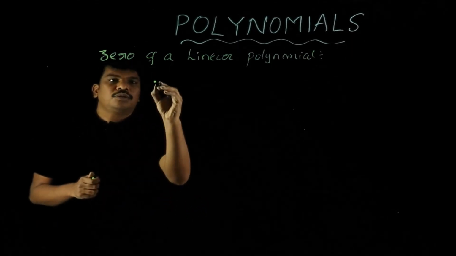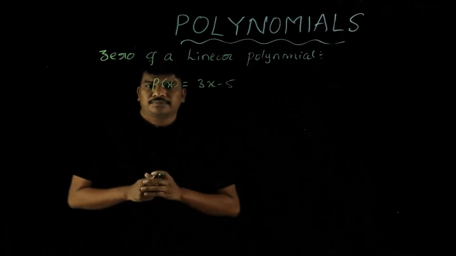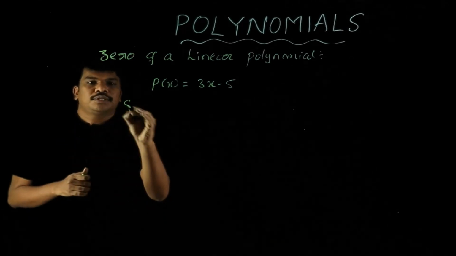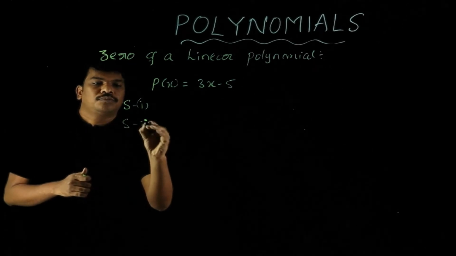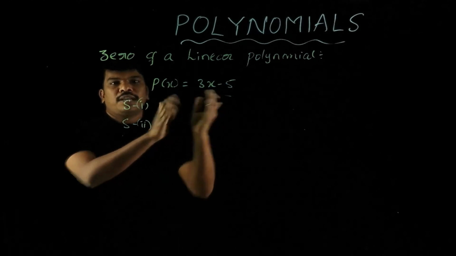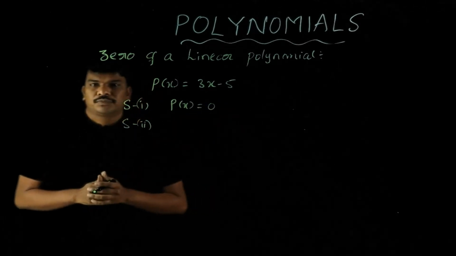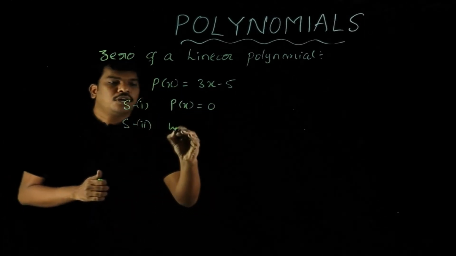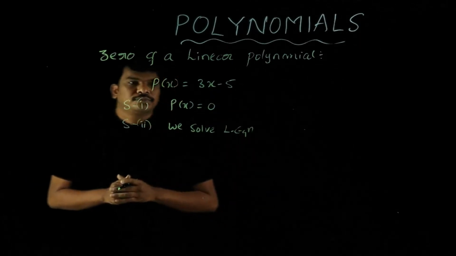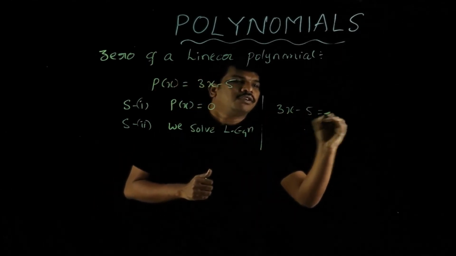I am taking one example, a polynomial p of x, which is nothing but 3x minus 5. To find the 0 of the linear polynomial, we are supposed to follow 2 steps. In step 1, we will make the polynomial equated to 0. That means, let p of x is equal to 0. After that, in the second step, we solve the linear equation. That means p of x is equal to 0 means here 3x minus 5 is equal to 0.